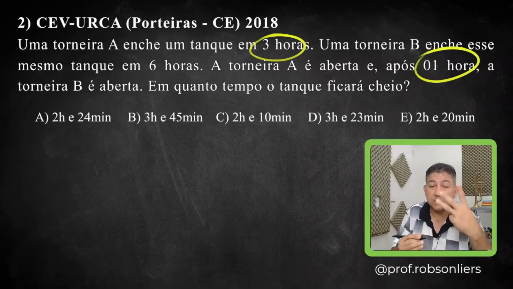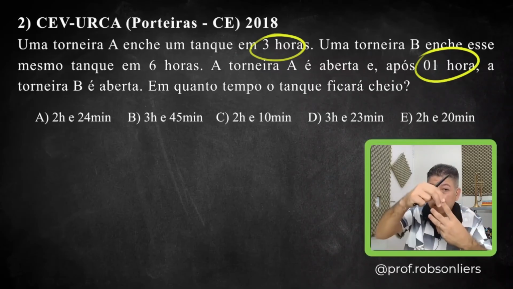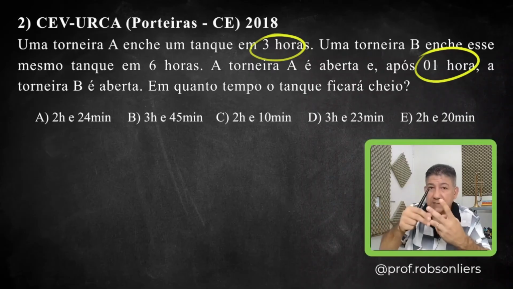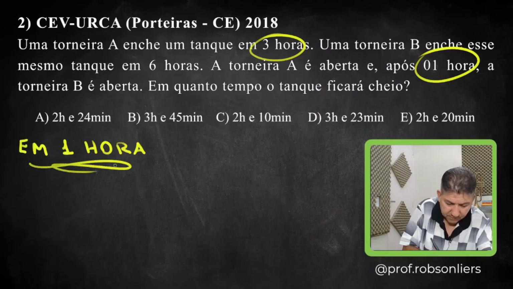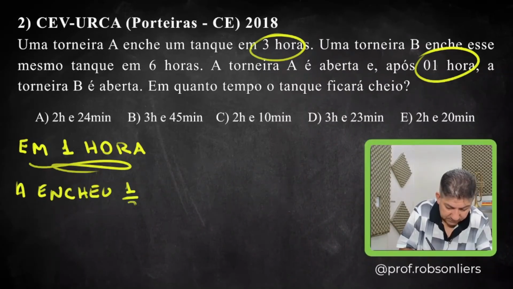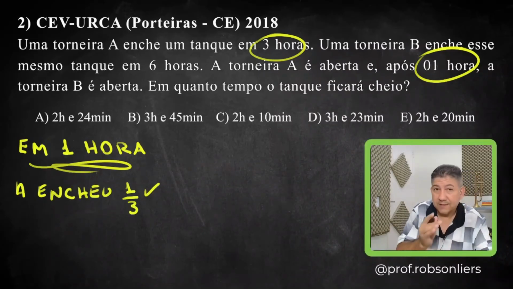That's it. If it fills the tank in 3 hours, in 1 hour it will only fill 1 part out of the 3 parts. So faucet A here, look, in 1 hour, I'll put it here. Look, in 1 hour A filled 1/3 of the tank, okay? In 1 hour, faucet A filled 1/3 of the tank.